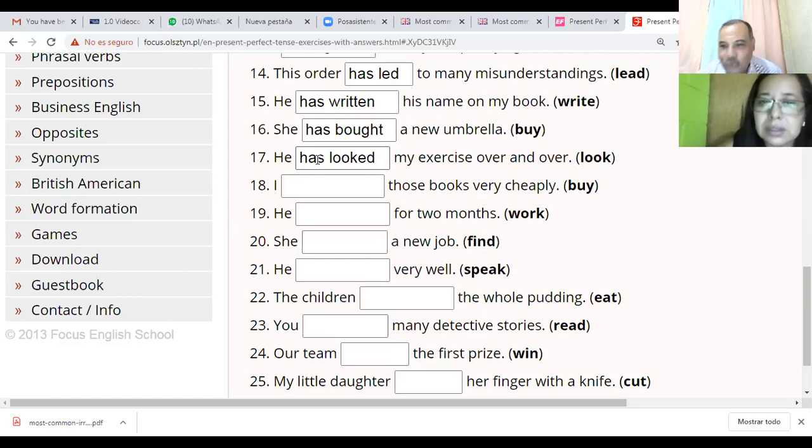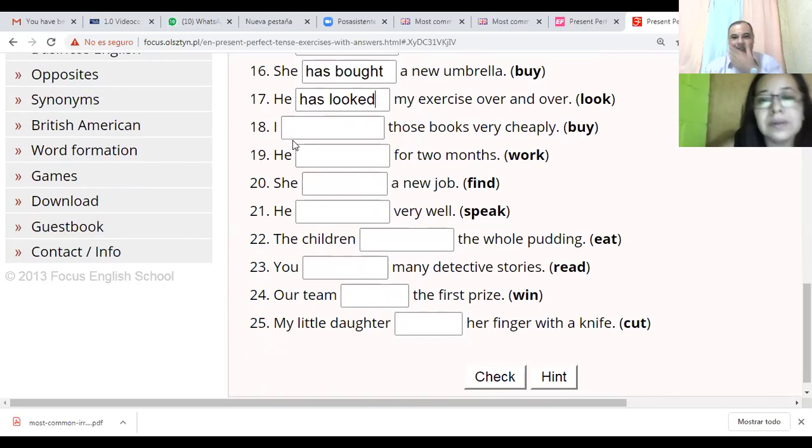She has looked. Pronunciation. Look at my exercise. My exercise over and over. Él ha visto o ha mirado mi ejercicio una y otra vez. Okay, number 18. Cheaply. Okay, very good. Number 19.